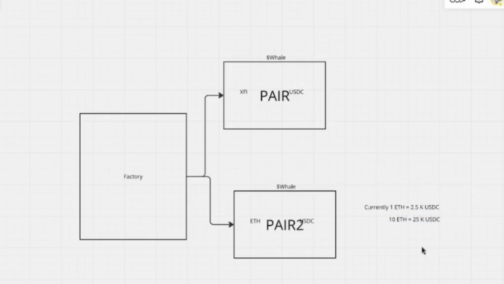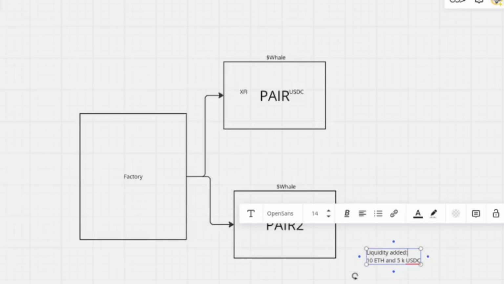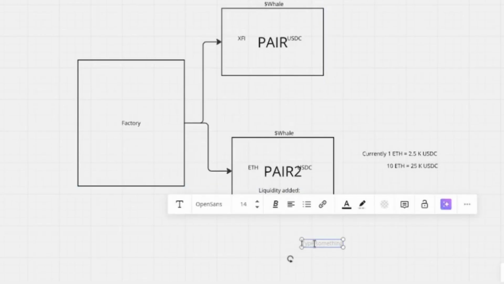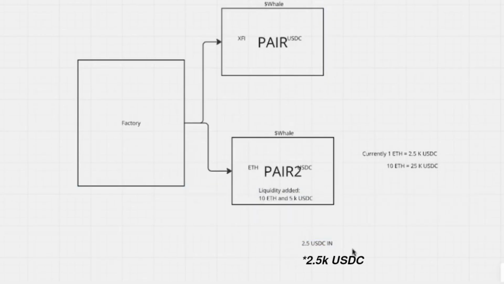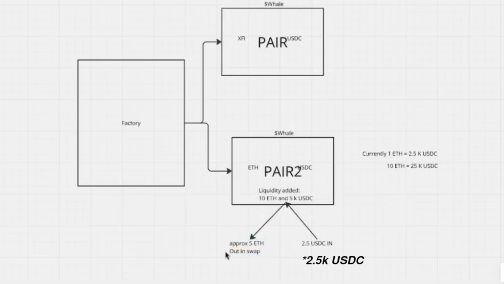If I don't obey this ratio of the market, and let's say provide 10 ETH and 5k USDC only, then anyone can buy 5 ETH for just 2.5k USDC on the WhaleSwap. This will not harm WhaleSwap, it will actually harm the liquidity provider, because they lost their 5 ETH at just the expense of 2.5k USDC.